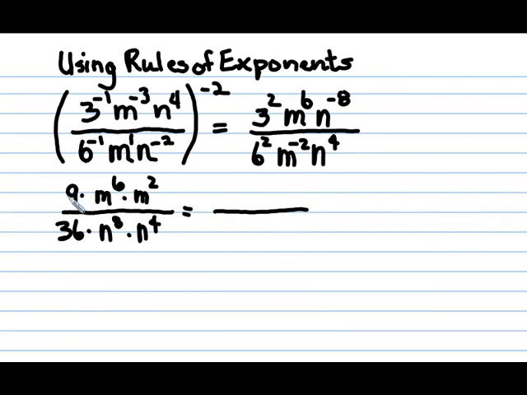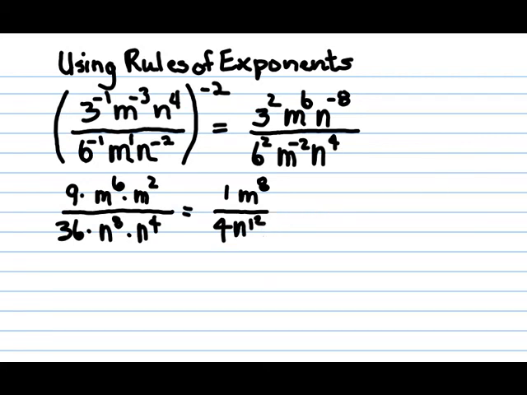So 9 over 36 is the same as 1 over 4. M to the 6th times m to the 2nd. This is the multiplication rule, so I can add the exponents together and get m to the 8th. Multiplying of like bases. Down here I have n to the 8th and n to the 4th, so I can add the exponents together and get n to the 12th. So that is my final answer for this one.